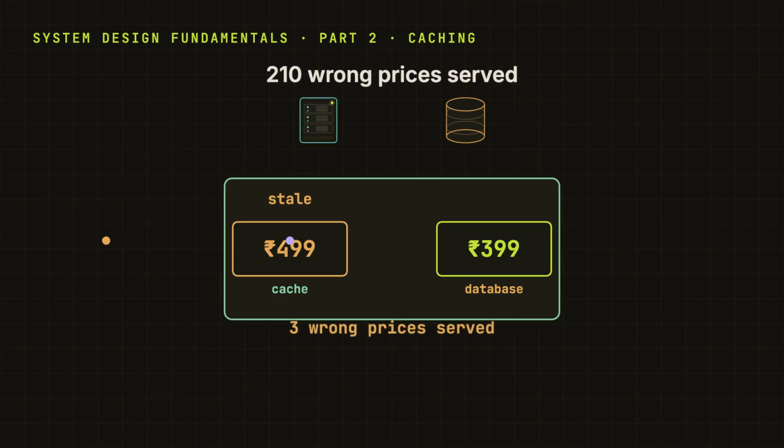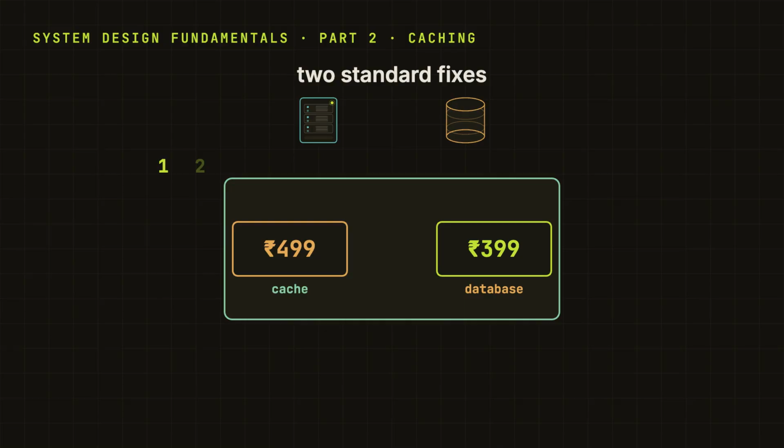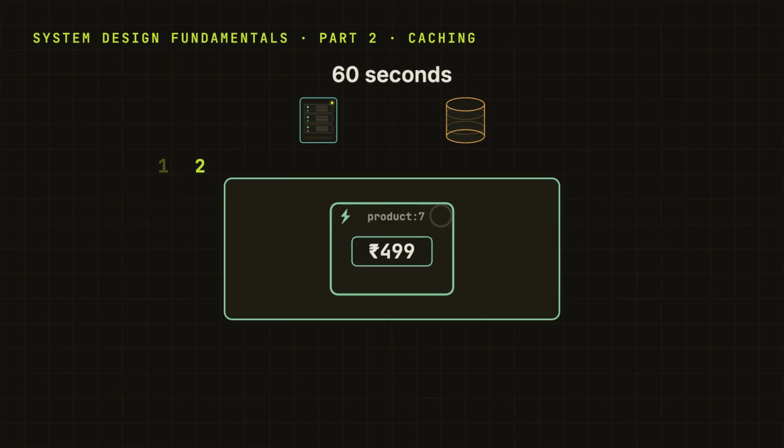It is stale. Deciding when to update or delete cached copies is genuinely one of the hardest problems in this field. And there are two standard ways to handle it. One, whenever you write a row in the database, you also delete that key from the cache, so the next reader is forced to fetch the fresh value. And two, you simply accept a short TTL, let's say 60 seconds, and live with the data that is almost 60 seconds old. Most real systems use a mix of both.